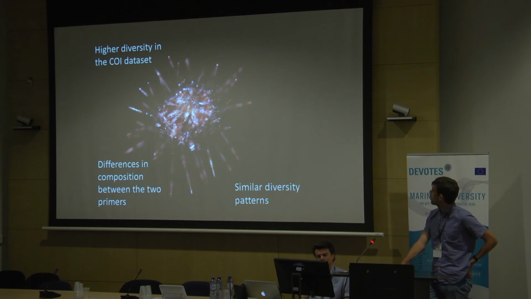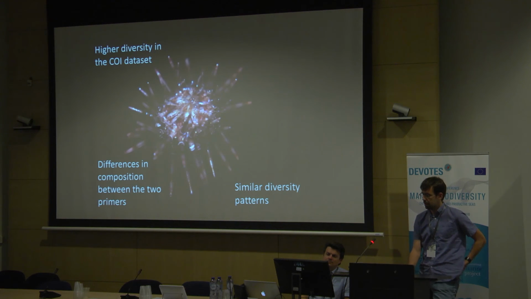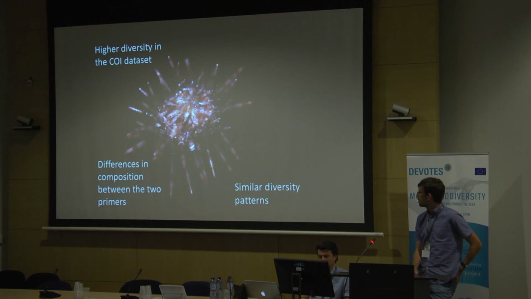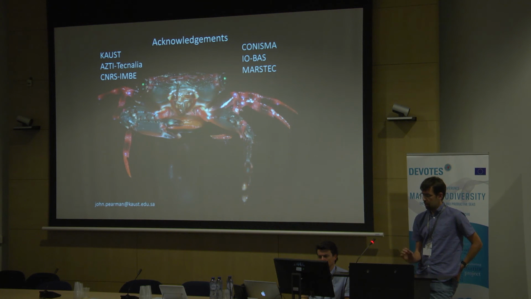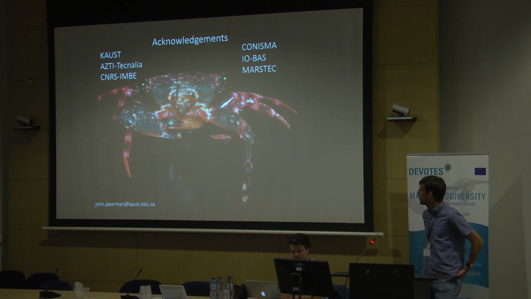So here are some results that we got looking at comparisons between the two primer sets. We found high diversity within the COI dataset, which is not a surprise considering it targets species level better. There were differences in the composition between the two primer sets, so you've got different taxa represented, but they actually showed similar patterns overall.